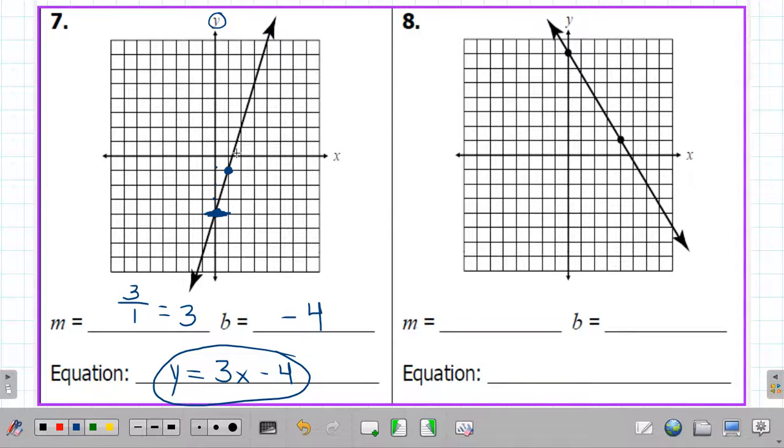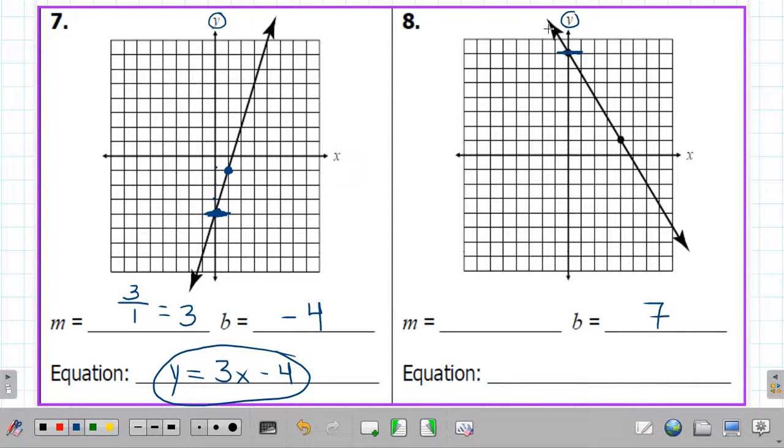Okay. Number 8, very similar thing. I always like to get this y-intercept first because it's the easiest because it crosses the y-axis right here. Well, where does it cross it? It crosses it at 1, 2, 3, 4, 5, 6, 7. So it actually crosses at positive 7. Okay. And then we need to figure out slope.